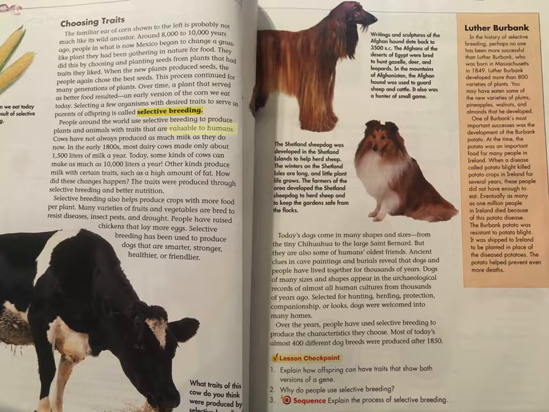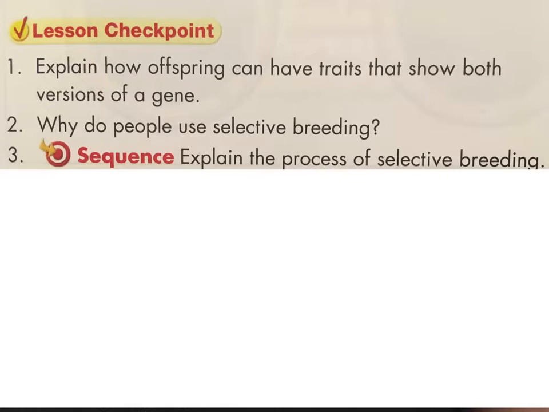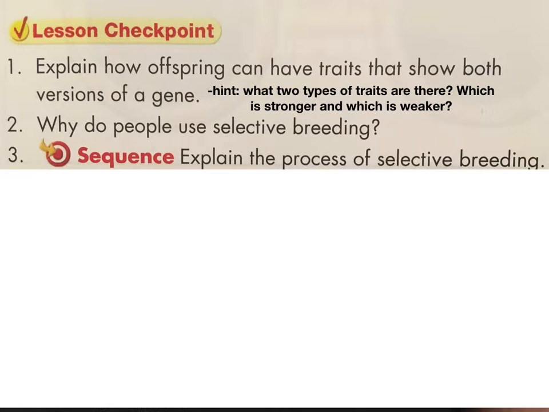Alright, so after reading this page, I went through and I highlighted what I thought was important. So now we need to look at the assignment. Number 1, explain how offspring can have traits that show both versions of a gene. Hint, what 2 types of traits are there? Which is stronger and which is weaker?